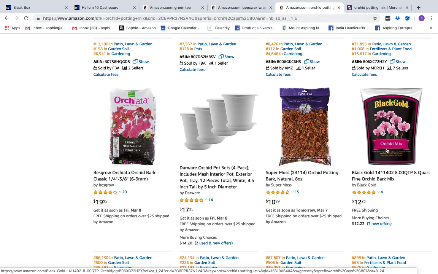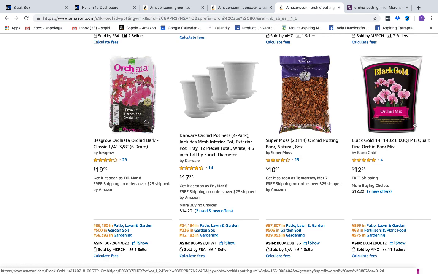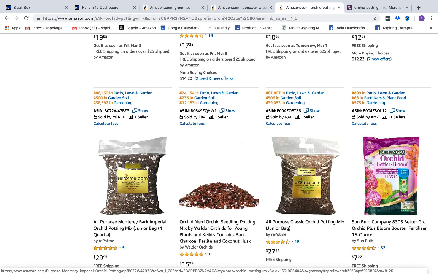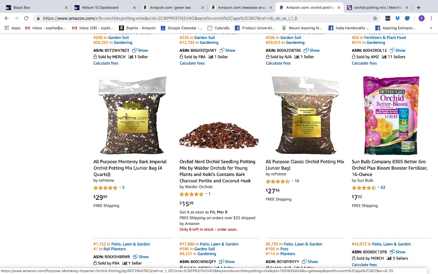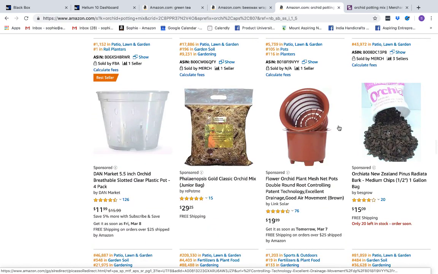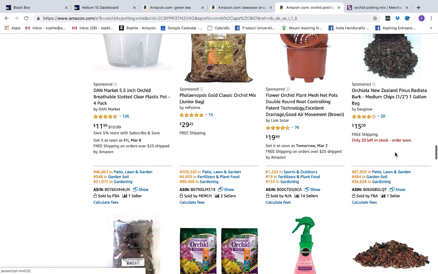So here's some pots, some black gold. That packaging looks very fake, low reviews, but on page 1, here's the Repot Me. Oh, there's the all-purpose one. So that's the one doing $5,000 a month. So there's different colours. This one's quite light, this one's quite dark.